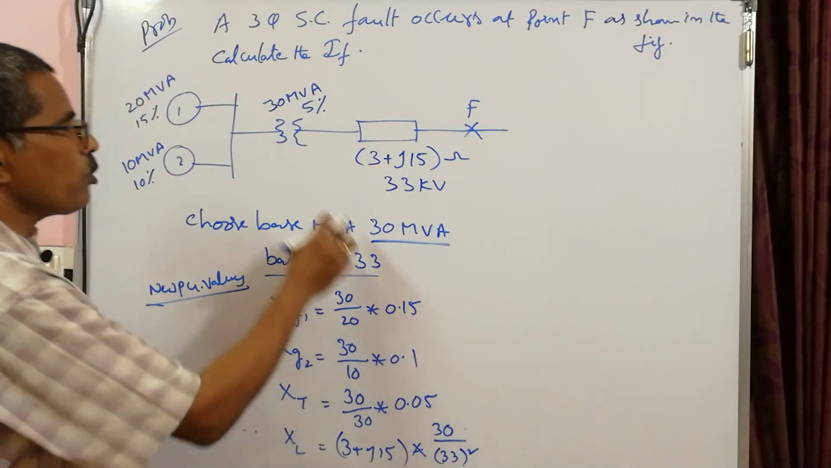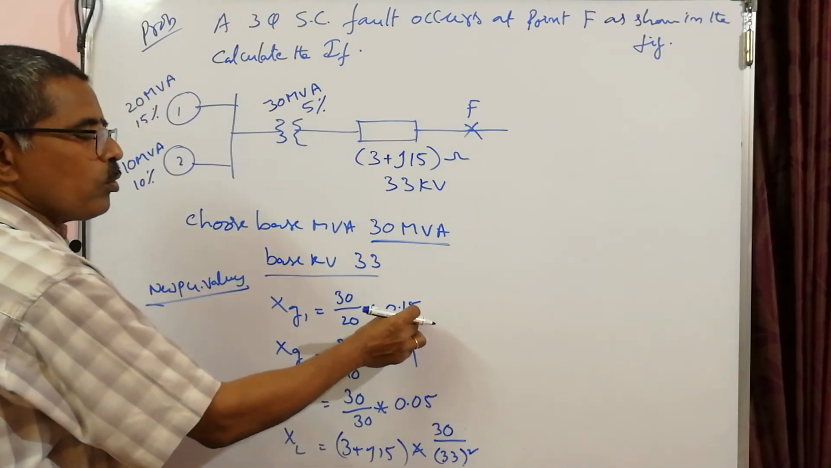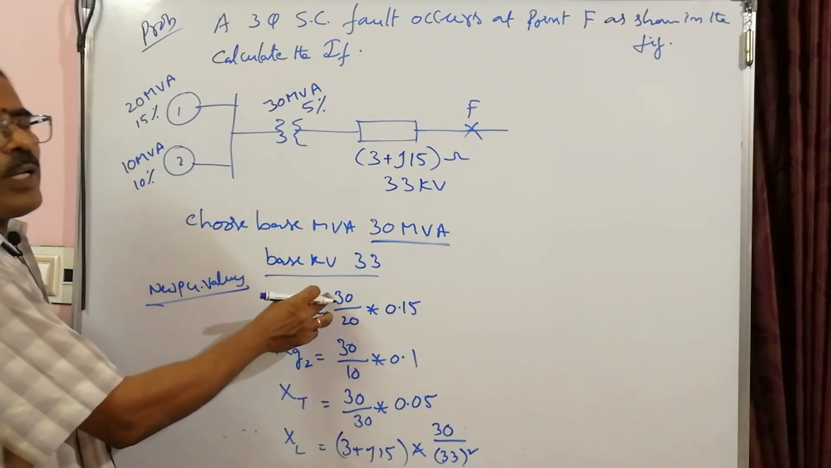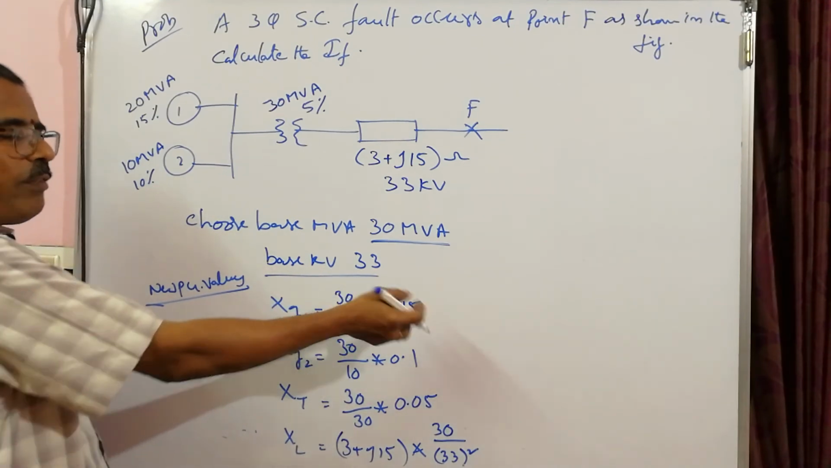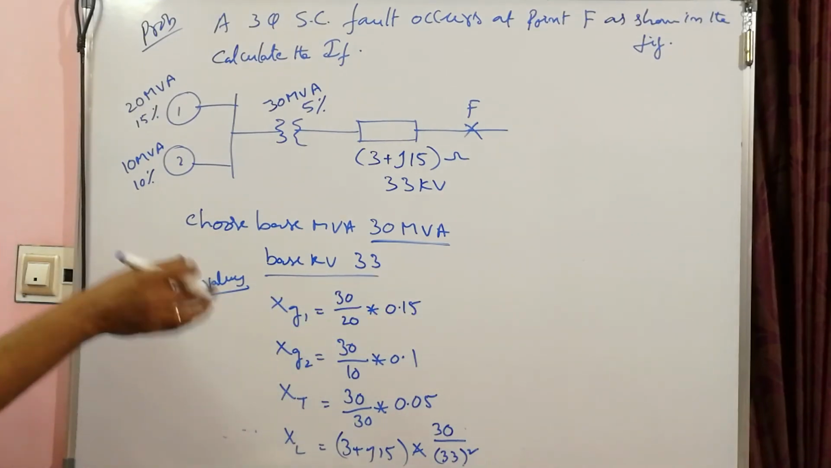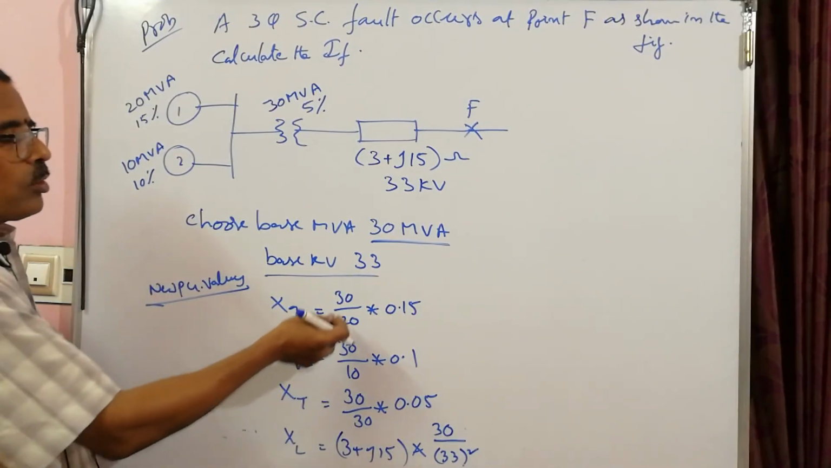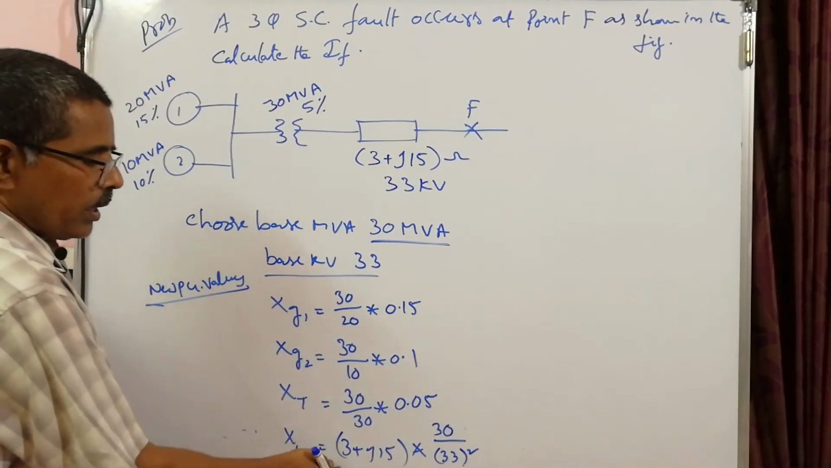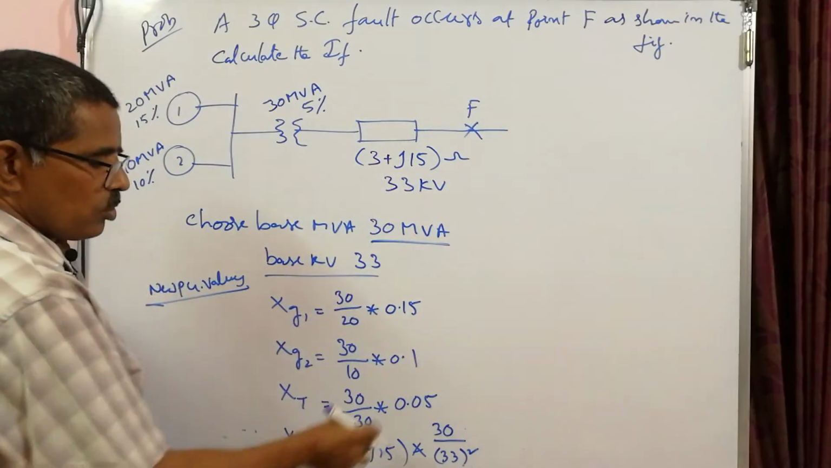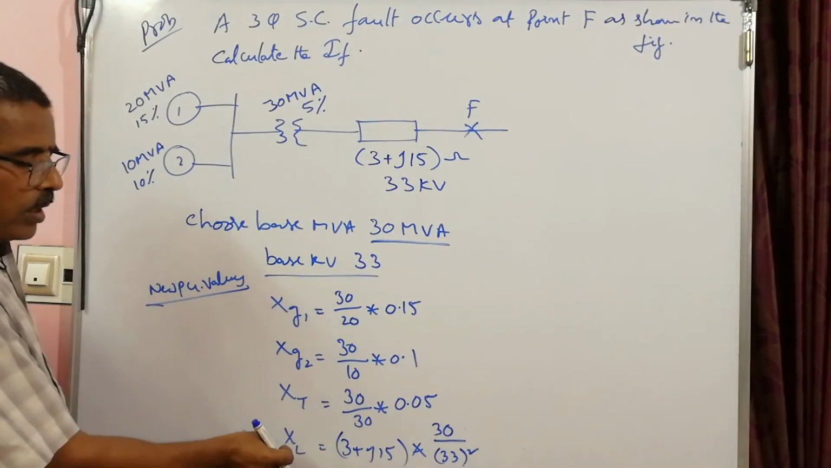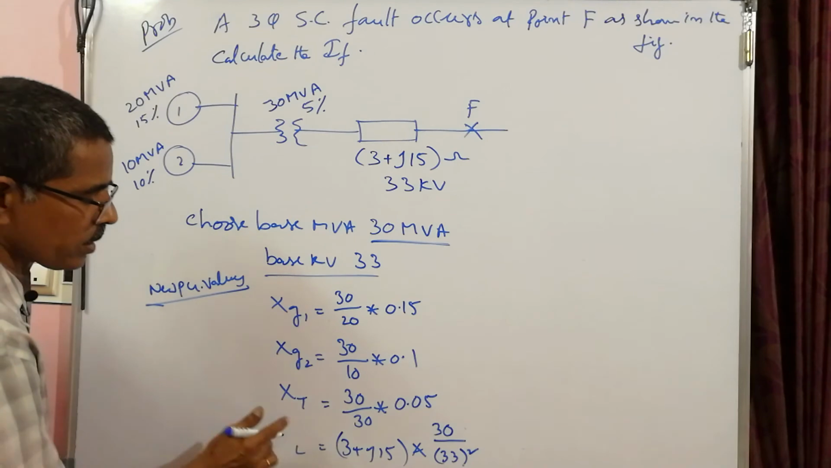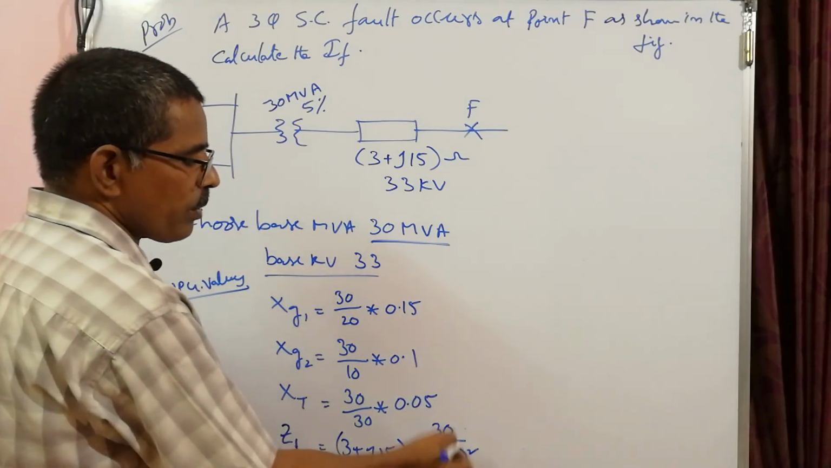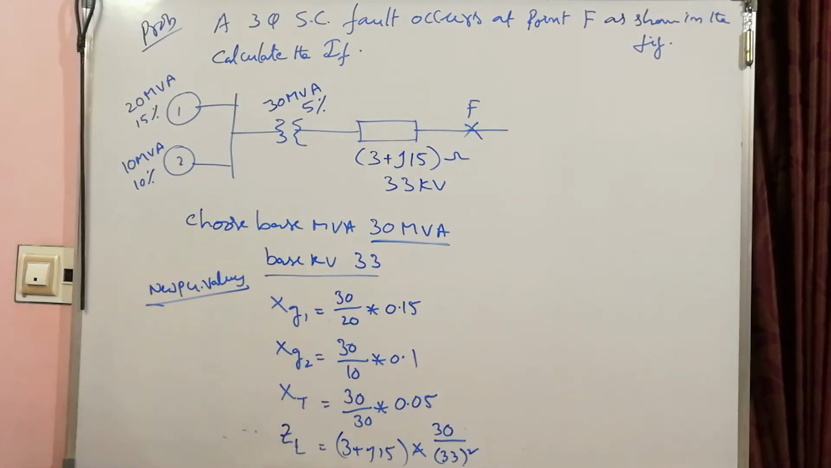These are all per unit values given. So, per unit value, old per unit value into the new MVA base by old MVA base, and kV is same. So, you are not writing that ratio, otherwise kV ratio square you need to write. So, 30 by 20 into 0.15, 30 by 10 into 0.1, 30 by 30 into 0.05, and this is ohmic value is given. So, Z per unit, even though we write it as XL, it is actually ZL. So, ZL is Z in ohms into base MVA by base kV square.